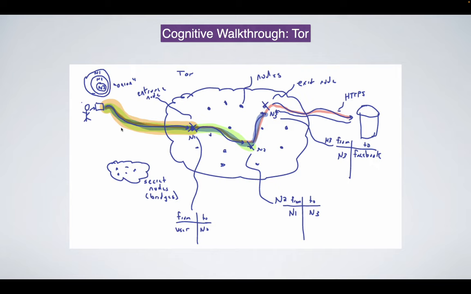Yeah, so it knows that it's coming from the IP address of node 1 and it's going to the IP address of node 3. And again, it can conclude that they're Tor nodes because there's a directory. How does it go back?